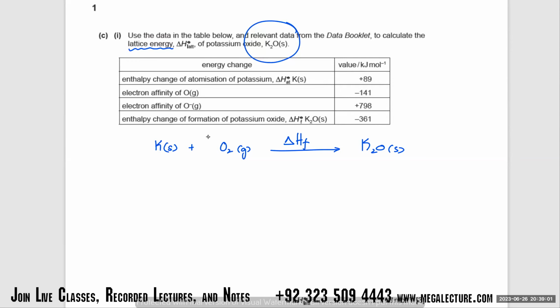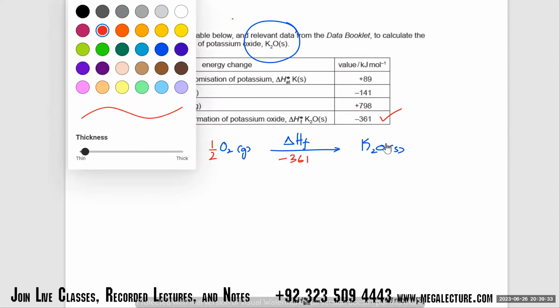So the elements have to be balanced accordingly. The first one is going to be 2 potassiums, and this is going to be half O2 gas. So that's my enthalpy of formation, and I have the value for the enthalpy change of formation, which is given over here. That's minus 361. So this value is already given to me. So what I need to do is atomize, ionize, and then form the lattice. So the first step is I've got the elements, and I'm going to atomize them in one go.